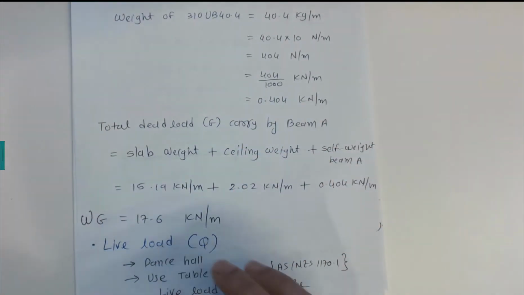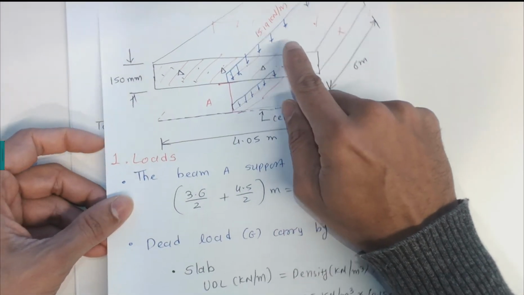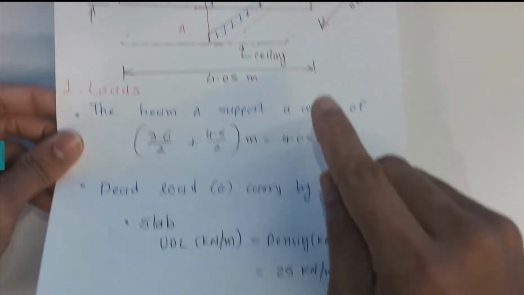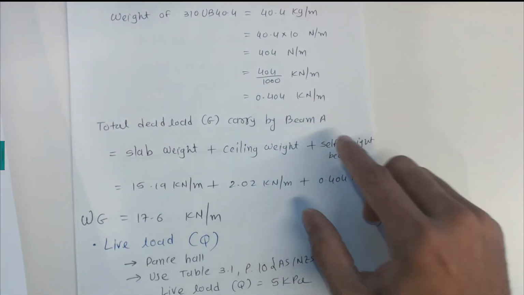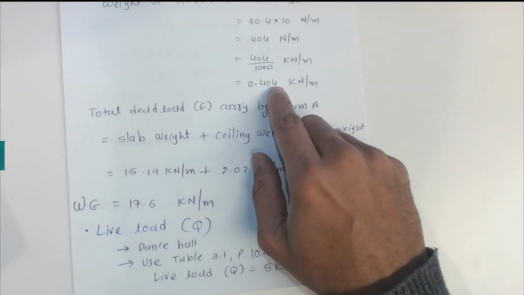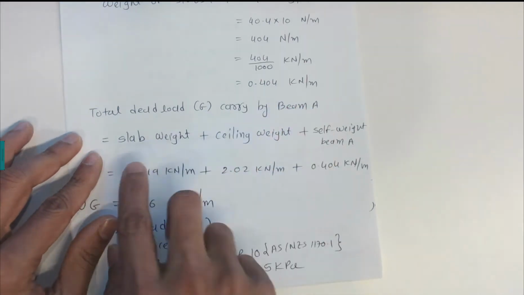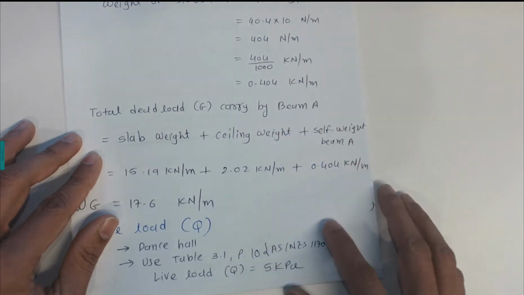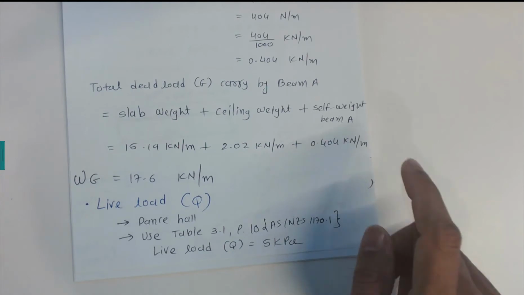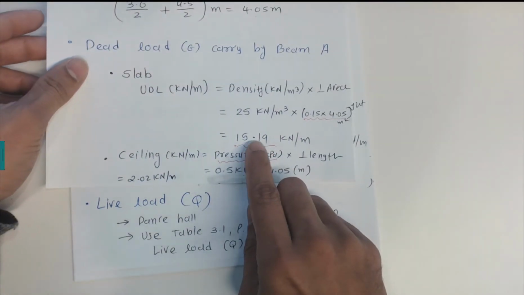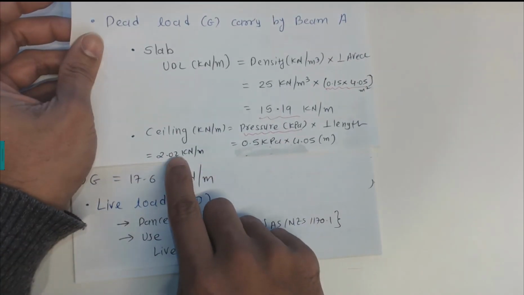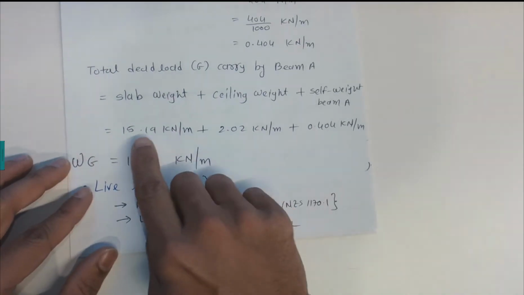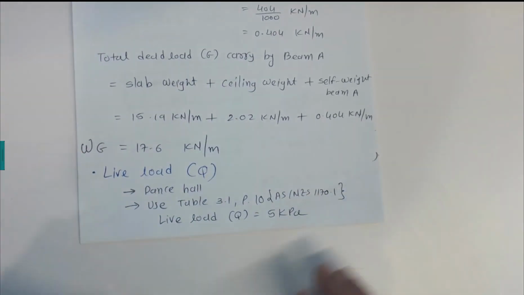So now we have found 3 different loads. One coming from the slab, that is 15.19. The second coming from the ceilings, that we calculated as 2.02, and the self weight of the steel beam is 0.404. So the total dead load carried by this beam A is the weight of the slab in kilonewton per meter, the weight of the ceilings in kilonewton per meter, and the self weight of the beam in kilonewton per meter. So we substitute all these values: 15.19 that we calculated for the slab, 2.02 for the ceilings, and then the self weight of beam A is 0.4. The addition of all this gives you 17.6 kilonewton per meter.